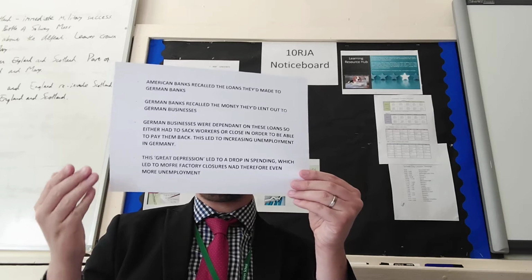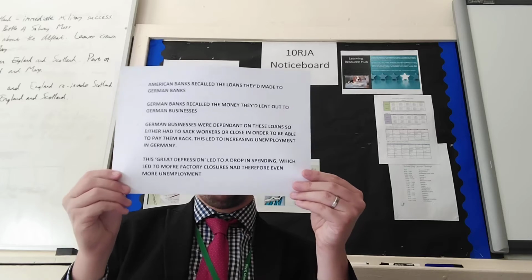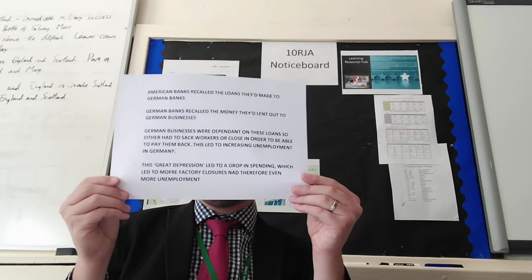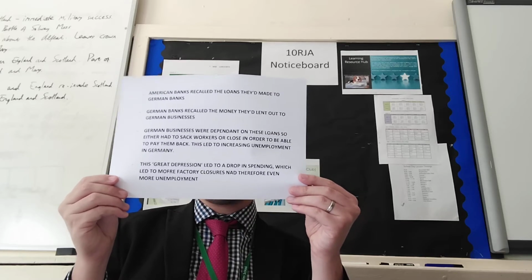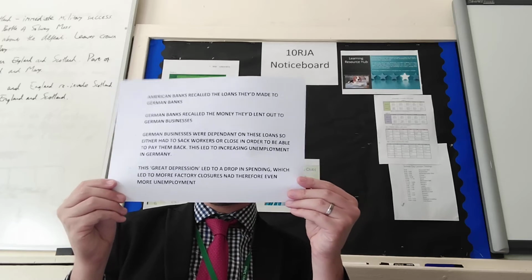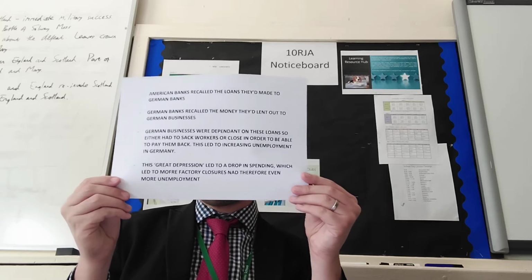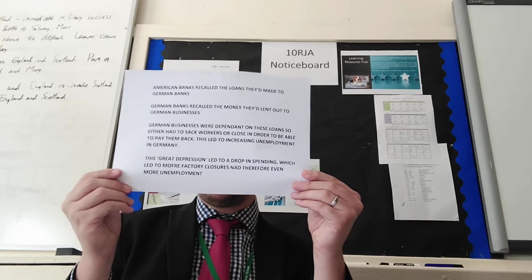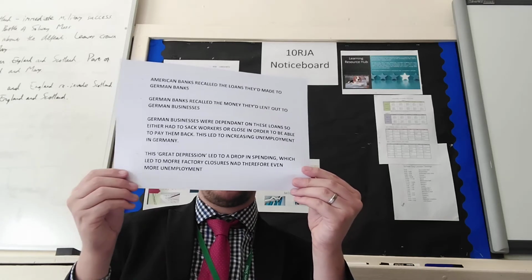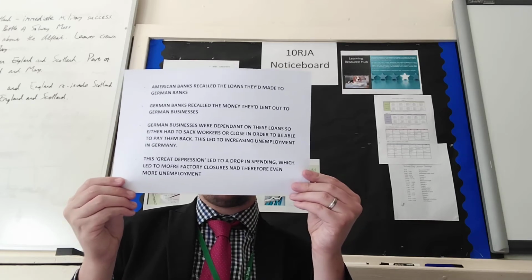So what they had to do, in order to pay that money back to the banks, they either had to sack workers or close in order to be able to pay them back. So literally just close the factory or sell up. So this naturally led to a huge increase in unemployment in Germany, because all of these workers were either being sacked because the businesses were trying to save money, or the businesses had closed full stop. So unemployment really rose up as a result of this. And this Great Depression led to a drop in spending, which led to more factory closures and therefore even more unemployment.